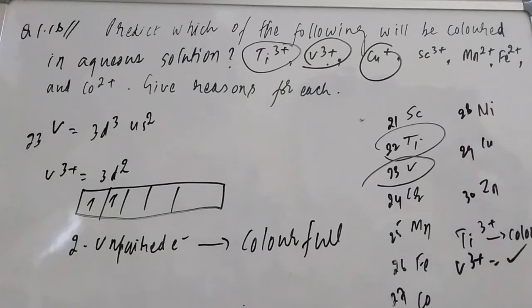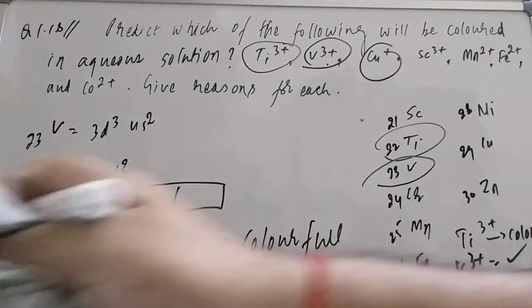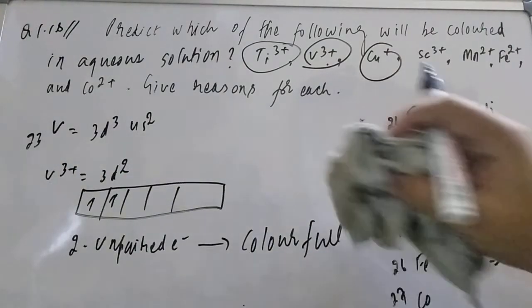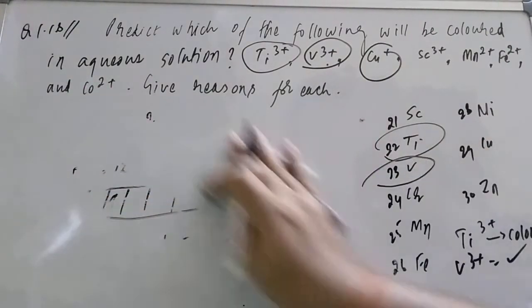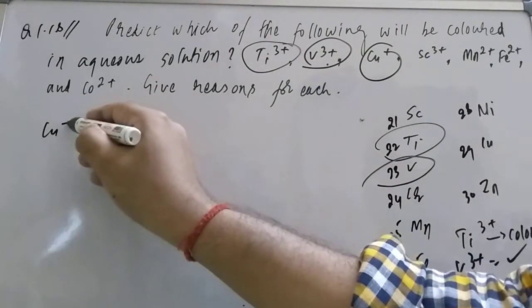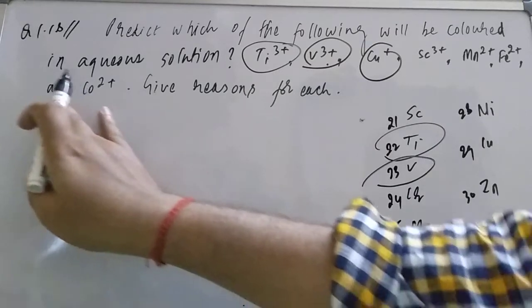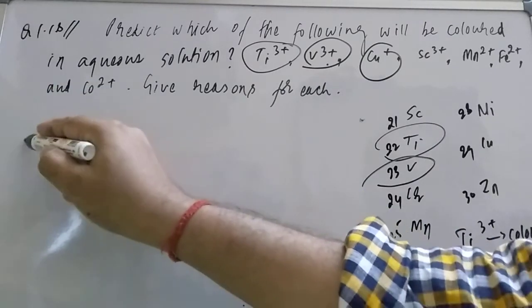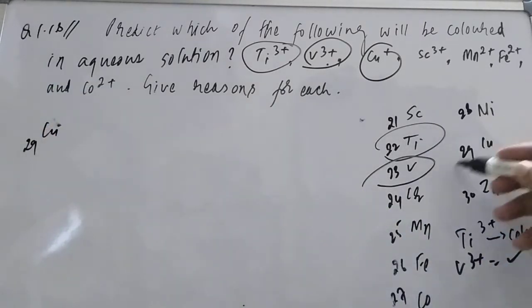So titanium and vanadium 3 plus are colored. Next one, what is the next option, student? If you check, the next option is copper plus. Let us check the copper plus. When you are talking about copper plus, firstly you check the copper, student. Copper is 29.